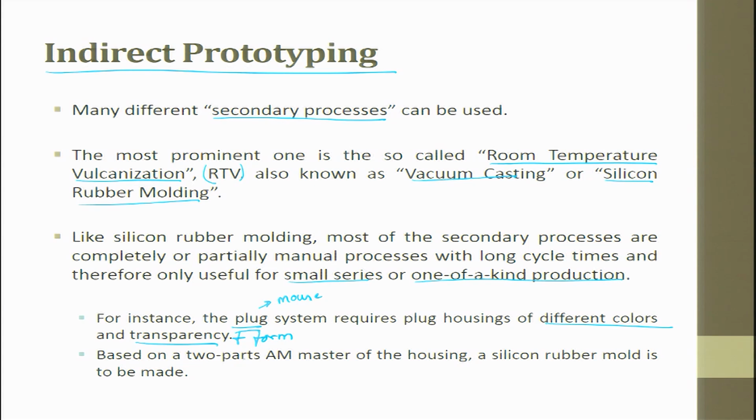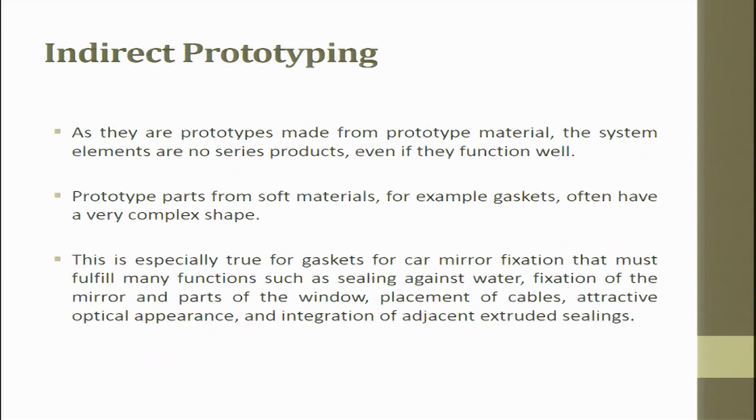Based on a two-part additive manufacturing master of a housing, a silicon rubber mold is to be made to meet the requirements. As they are prototypes made from prototyping materials, the system elements are no series products, even if they function very well. For example, the ear, whatever we did, if we would say that is a prototype, it is still fine because there is no dynamic load for it. It functionally serves a purpose that the person has a left ear.